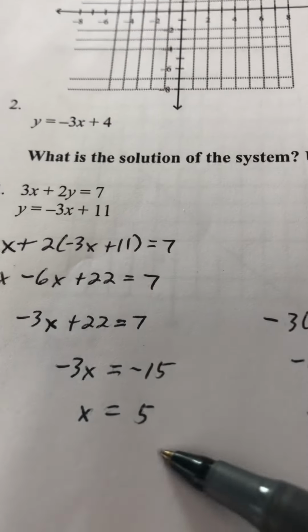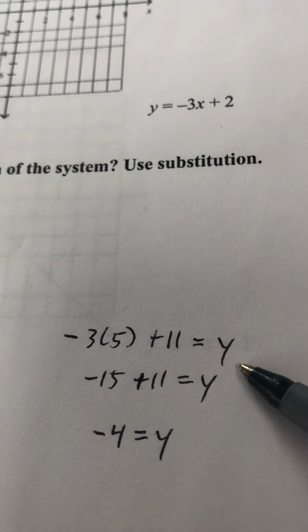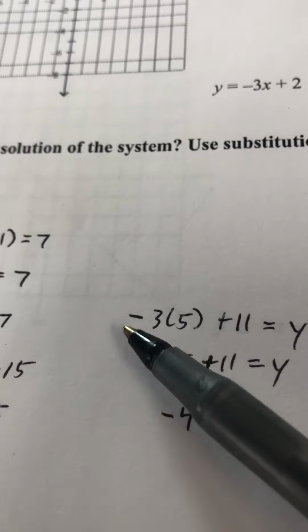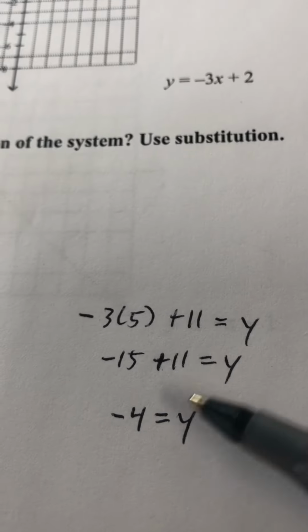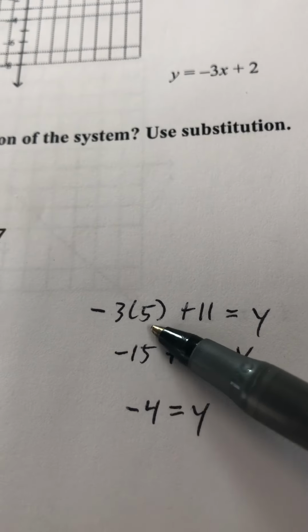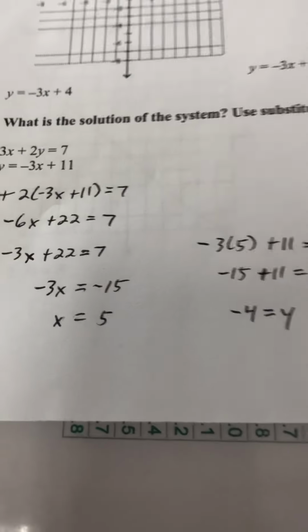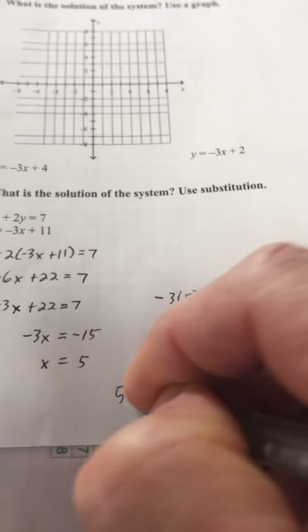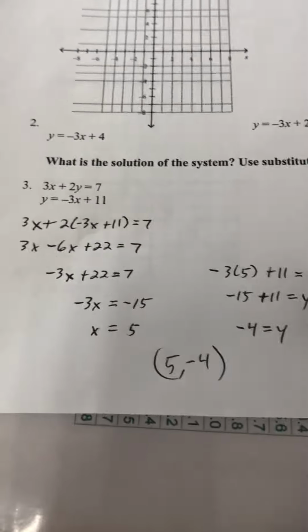Now that I know x equals 5, I could put it into either one of these problems. I ended up putting it into this one, and I have that equaling y. I could have written it y equals this, but I did it backwards for some reason. Doesn't matter, you get the same answer. I multiply, and then I add, and I get negative 4. So the solution is 5, negative 4 to that system of equations.